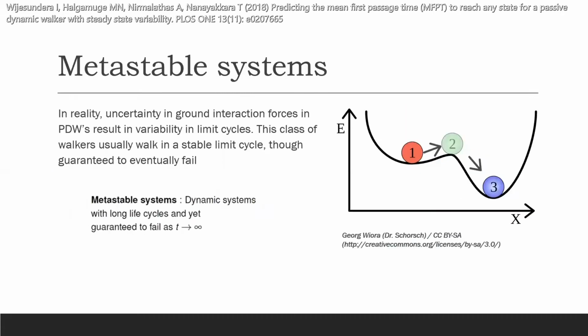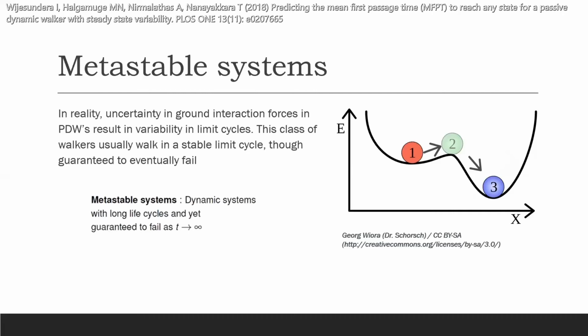The variability in real-life passive dynamic walkers' limit cycles makes them behave as metastable systems. So by definition, a metastable system is a dynamic system with long life cycles and yet guaranteed to fail as time tends to infinity. The diagram on the right is often used to describe metastable systems.